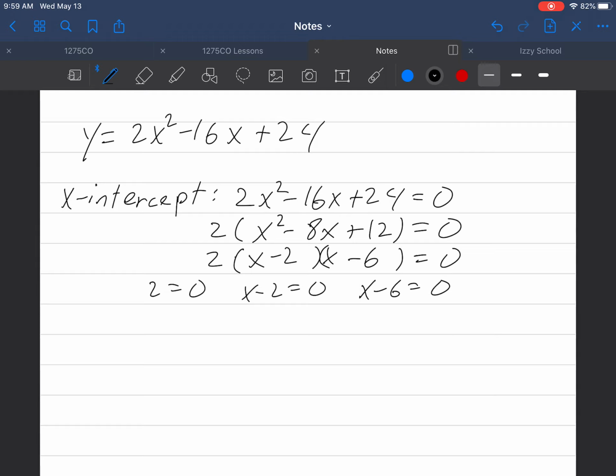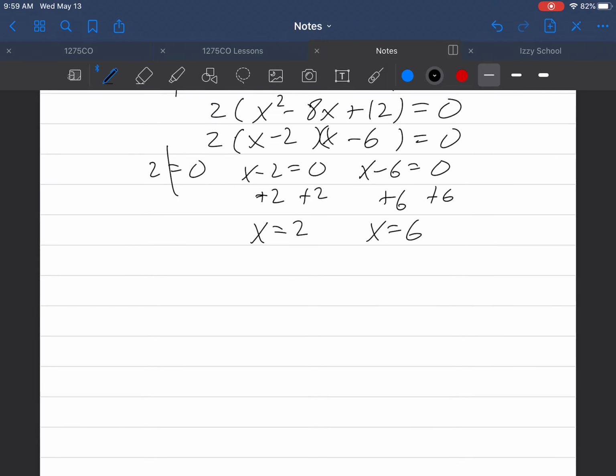Now 2 equals 0 is not an equation, so this does not result in anything. But the other two, we get x equals 2, add 6, and we get x equals 6. And once again, since this is an x-intercept, this x equals 2 represents the ordered pair of (2, 0). And x equals 6 represents the ordered pair of (6, 0). These are our two x-intercepts.